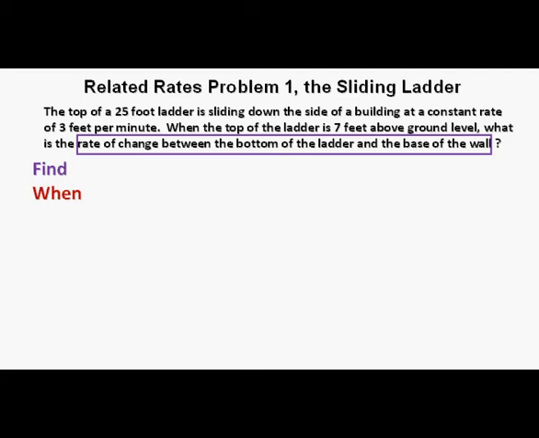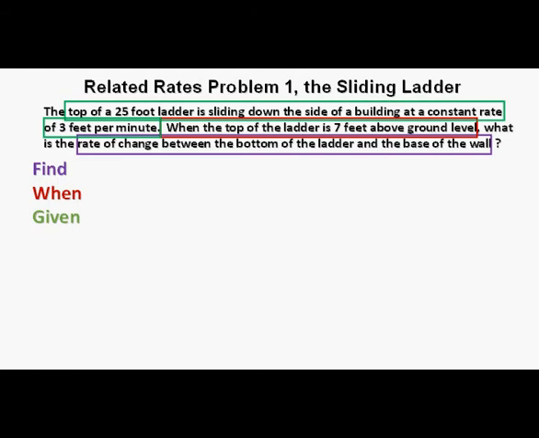Next comes when. In related rates, it's almost always going to be when, since it's a rate problem. And from the text, it's when the top of the ladder is 7 feet above ground level. Next, we analyze what we're given. From the text, we're given the top of a 25-foot ladder sliding down the side of a building at a constant rate of 3 feet per minute. Note that we have boxed in most of the text from the problem for these 3 pieces of information.